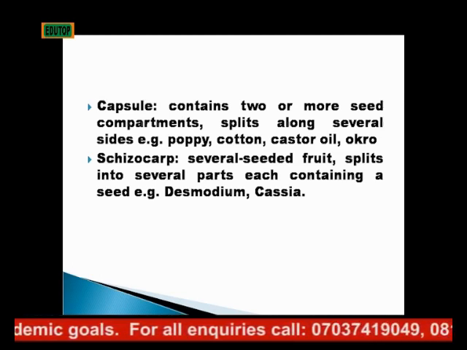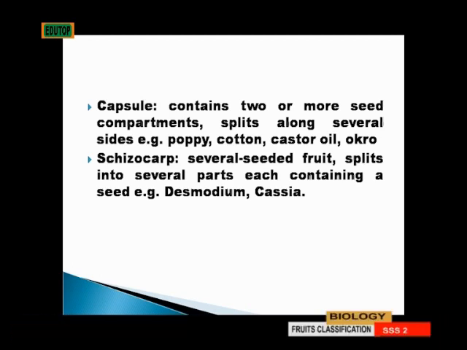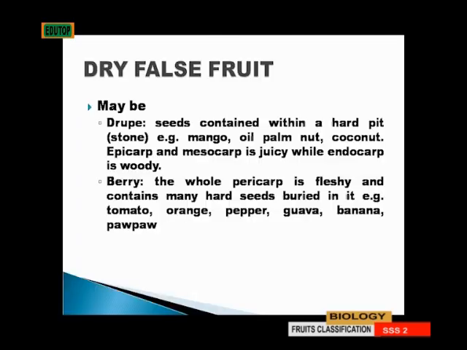It has several seeded fruits and splits into several parts, each containing a seed, as we have in desmodium and cassia. So cassia is an example of a schizocarp fruit. A dry false fruit may be a drupe or a berry.